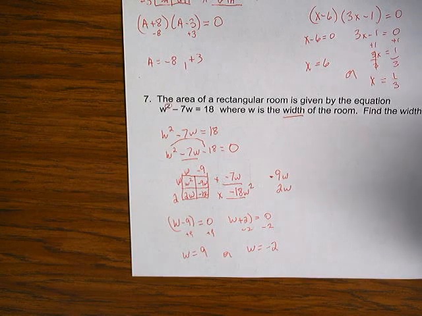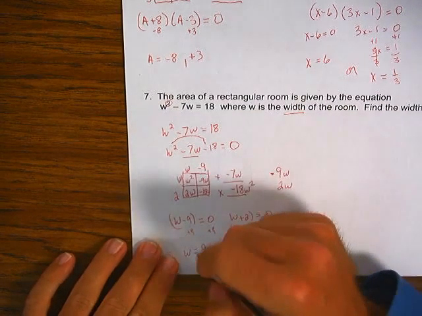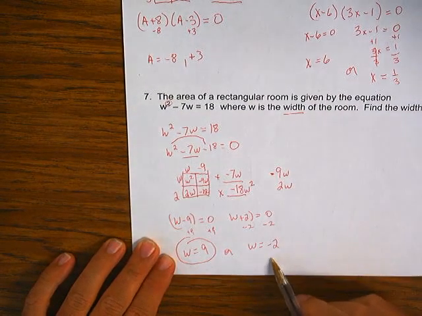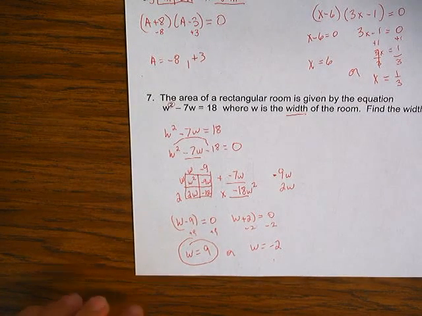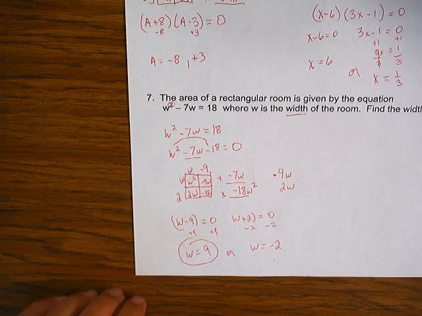The width. Is it reasonable to have a width of negative 2? Draw a picture of something that has a width of negative 2. Can you do it? No. So what would be the solution? The width would be 9, because this is not reasonable. Does that make sense? Yes? No? Maybe? Yes.